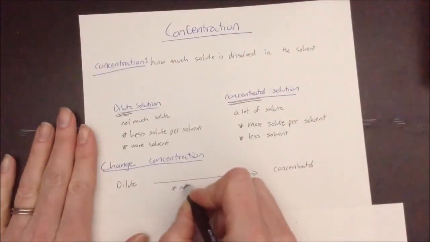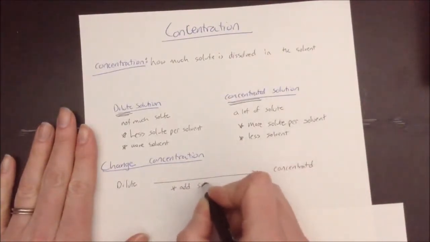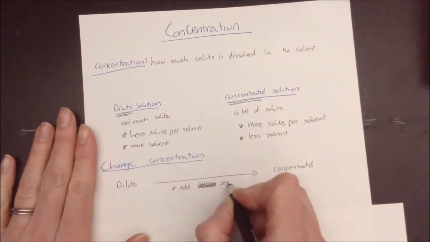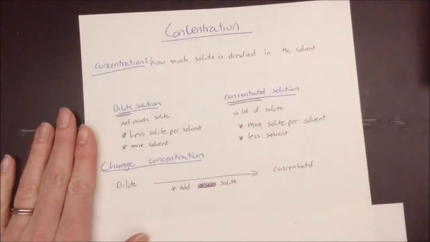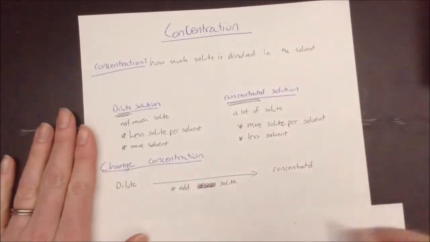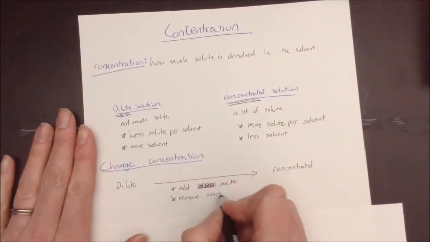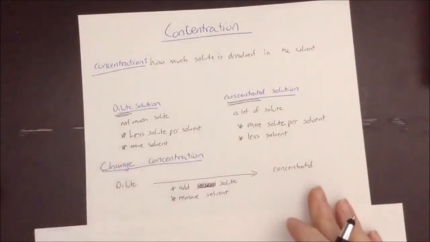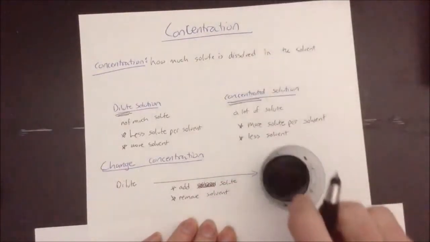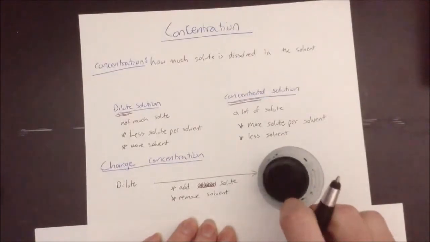You could add solute. If you put more of the solute in there, then you'll be able to have a more concentrated solution. Or you would remove the solvent. Now sometimes you can do that and sometimes you can't. In our situation here, I could just heat this up and boil away some of the water.